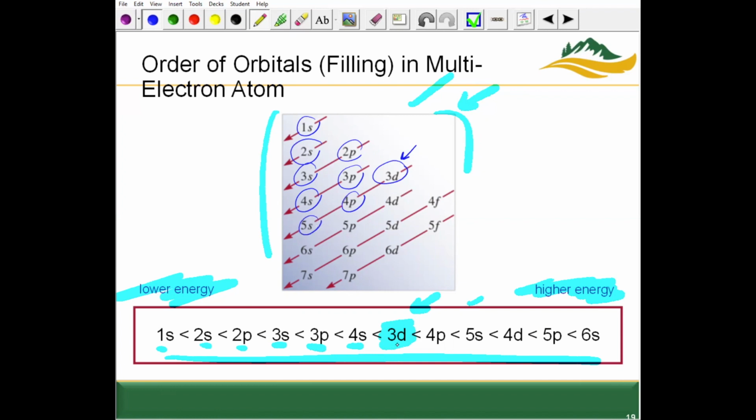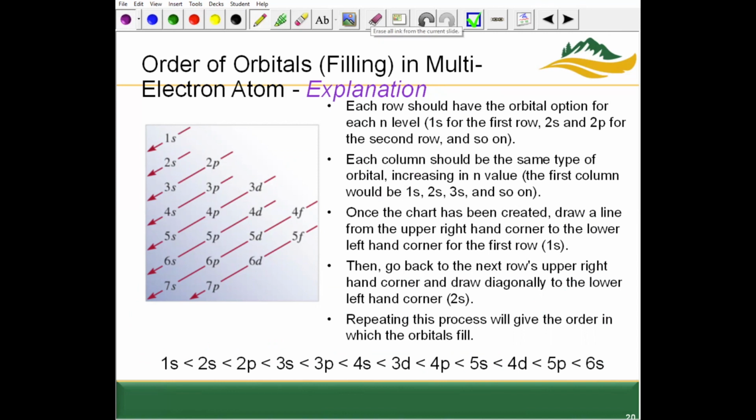The reason this looks like an exception is because we're going in increasing n, so n equals 1, n equals 2, 3, 4, then n equals 3 comes in here. What is l equal to here if this is a d orbital? n equals 3, l equals 2 for a d orbital. And we always fill in electrons from the lowest energy through the highest energy, so this order here is really important. Here's an explanation here as well to give you a little more context.